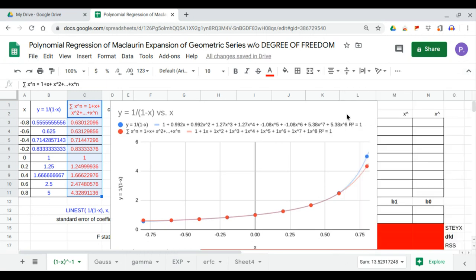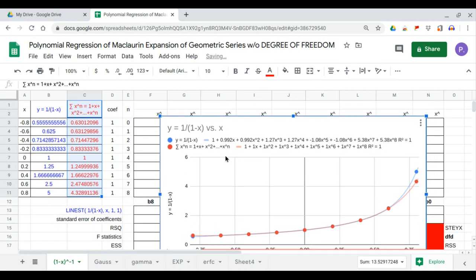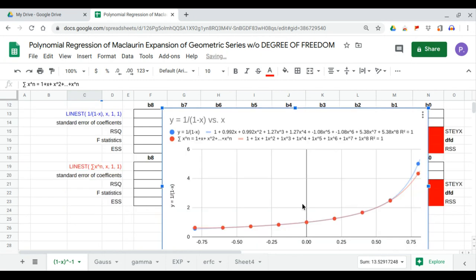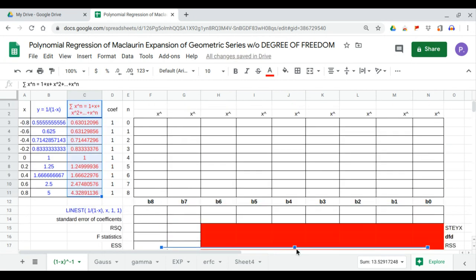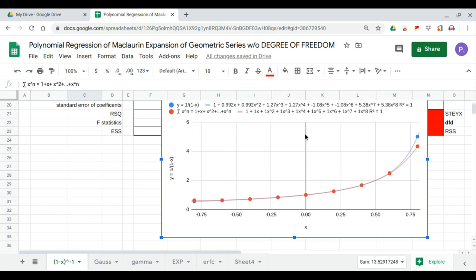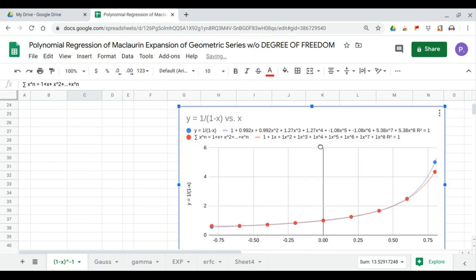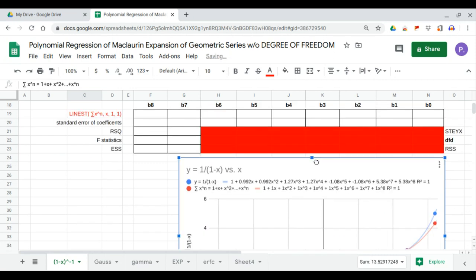But there's a big difference here, because the coefficients of the expansion are all 1. This happens when you have no degree of freedom. You will not have the same coefficients. So we will calculate these coefficients using Linest. To do that, we will use the 1 comma x matrix in the Linest. So we'll have the Linest, the 1 comma x matrix.